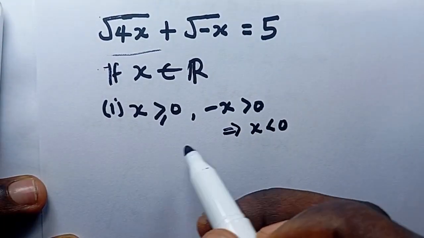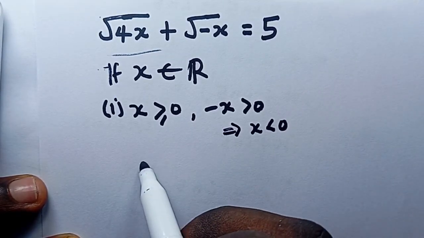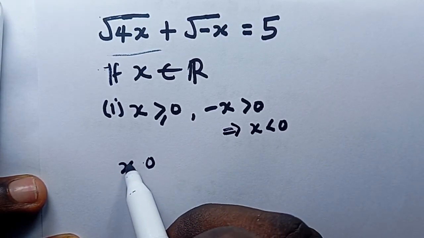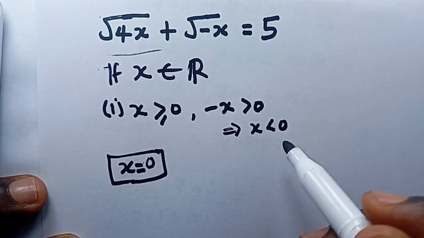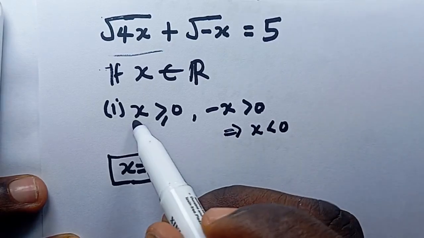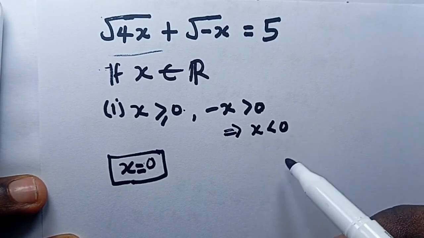And you can see that when you combine all of these, the only condition that is actually going to satisfy this is x equal to 0. So this is the only condition that will satisfy this for x to be greater than or equal to 0, and also for x to be less than 0.